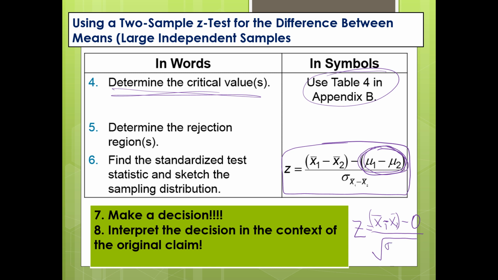Now, the bottom part of that equation is that thing from the last slide, our standard error. So it looks like this: your first sigma squared over your first n plus your second sigma squared over your second n, all under a square root. Take a second right now and write that formula down, because we are going to use it when we do our first problem.